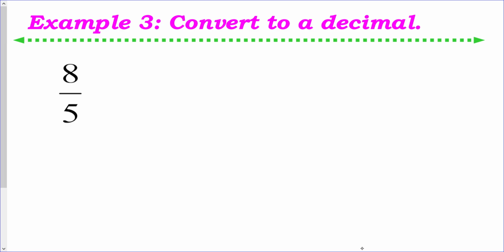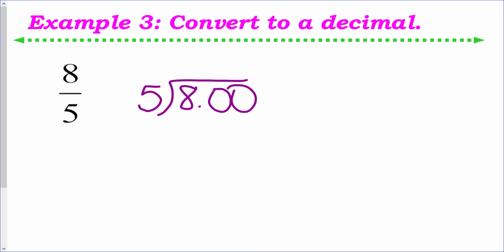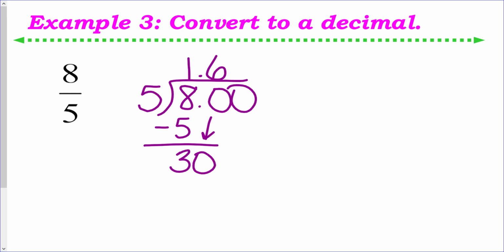Last example. Again, my numerator is bigger since it's 8 over 5, so I know I'm going to have a number to the left of my decimal point. Decimal right up. 5 goes into 8 one time, which is 5. 8 minus 5 is 3. Bring down my 0. 5 into 30 goes 6 times, which is 30. So this is one of those cases where that extra 0, I don't even need. This will be my final answer.